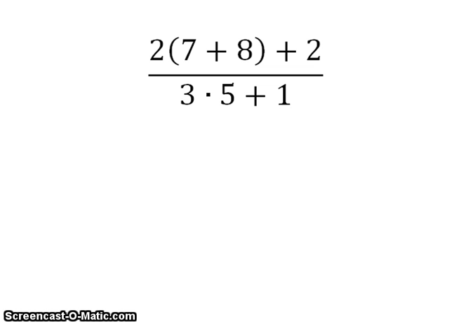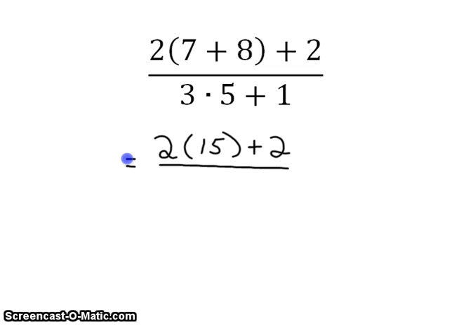Okay, here's another one. Now this is a fraction. Now what you do with fractions is you work on the numerator, which is the top, and the denominator, which is the bottom, separately. They could be in totally different places within that order of operations, that parentheses, exponents, multiplication, division, left to right, addition, subtraction, left to right. So, in the numerator, the first thing I need to do is the 7 plus 8. So I'm going to write my fraction bar. Bring down the 2 because I'm not doing anything with that. 7 plus 8 is 15.